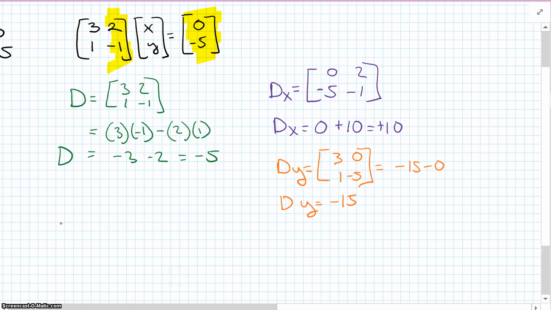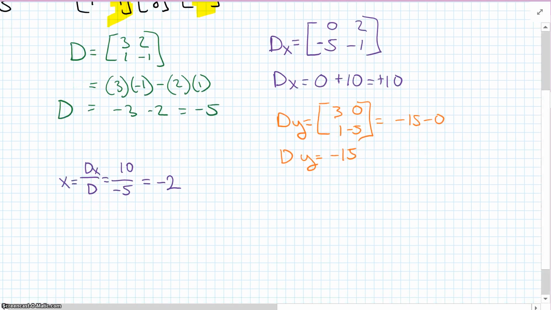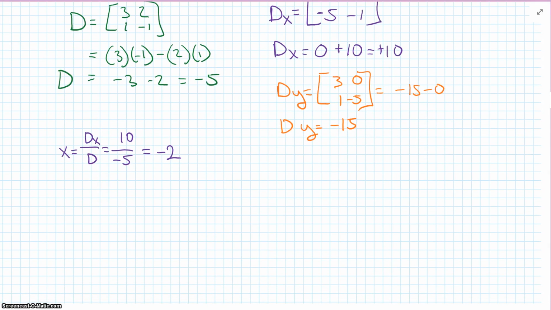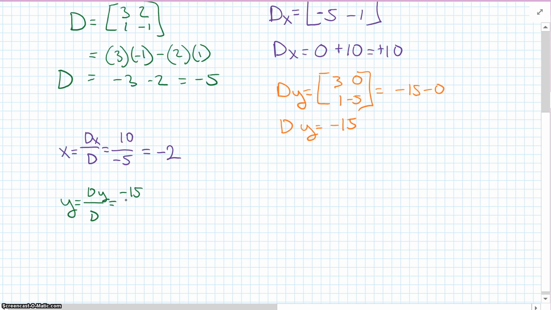So let's go x. X equals d sub x over d. So d sub x was negative 10. Our d value is negative 5. So our x is going to be 2. Okay, let's go find our y value. Our y value is nothing more than d sub y over d. So it's going to be negative 15 over negative 5, which is 3. So our x value is 2, and our y value is 3.